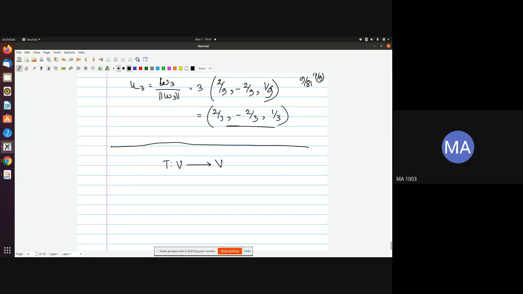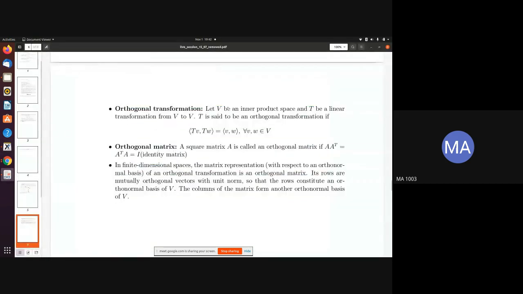V to V. Both sides have an inner product. Here I have some inner product, and here I have some other inner product, or maybe they are the same. As we are considering V as the same inner product space, the inner products are also the same. If you see the definition, V is an inner product space, so on both sides of V we have the same inner product, not a different one.